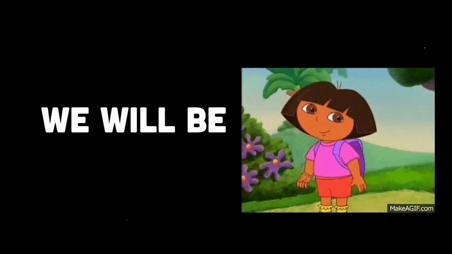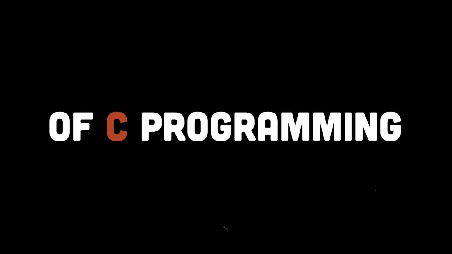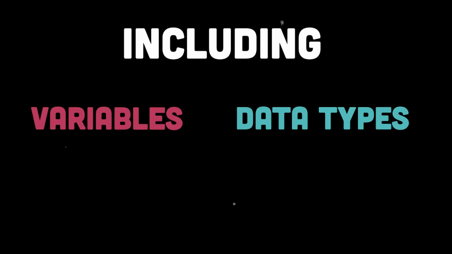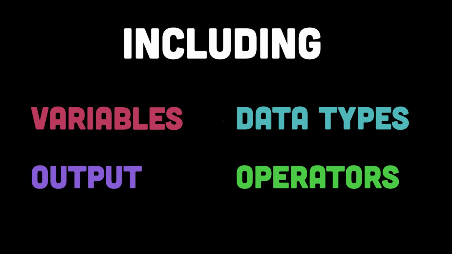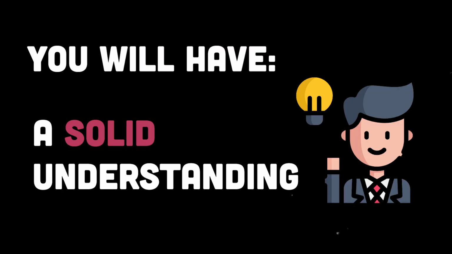In this video, we'll be exploring some of the fundamental concepts of C programming, including variables, data types, output, and operators. By the end of this video, hopefully you'll have a solid understanding of these concepts and be able to start writing your own programs in C. First, let's talk about data types.